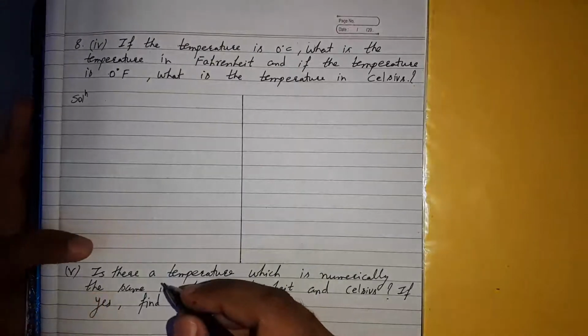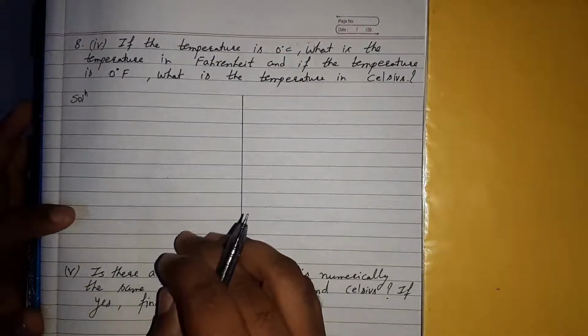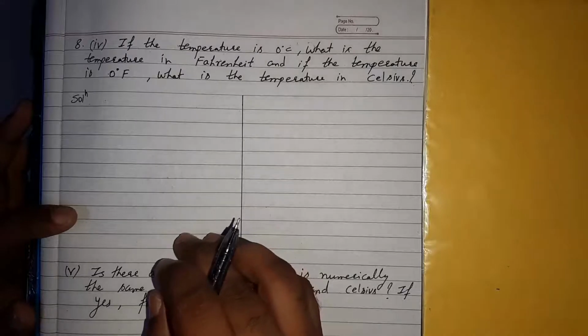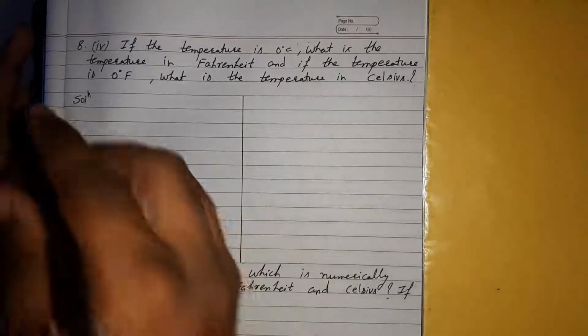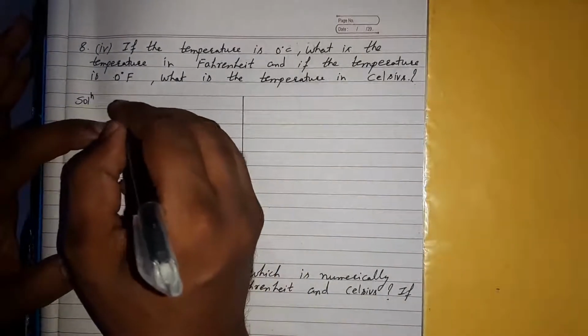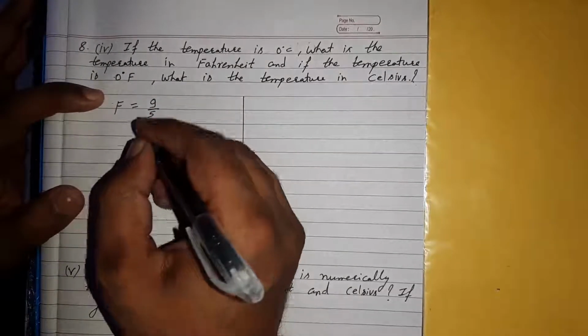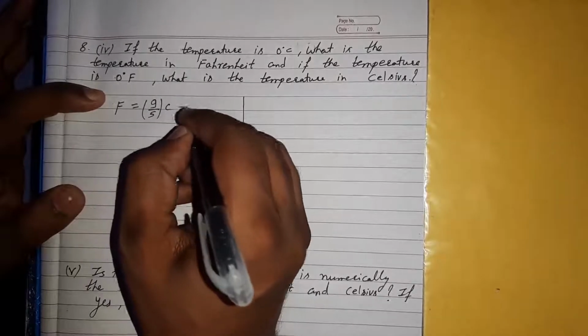The next part of this question is fourth part. If the temperature is 0 degrees Celsius, what is the temperature in Fahrenheit? And if the temperature is 0 degree Fahrenheit, what is the temperature in Celsius? The solution is, we know the relation between Fahrenheit and degree Celsius. F is equal to 9 upon 5 C plus 32.